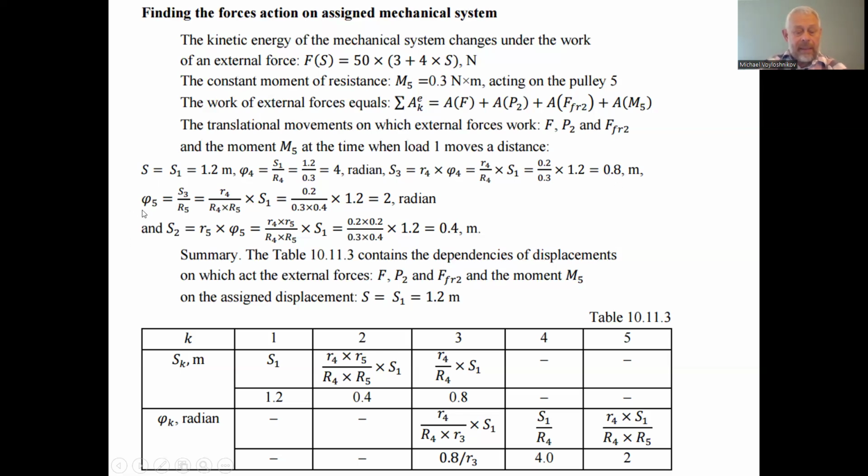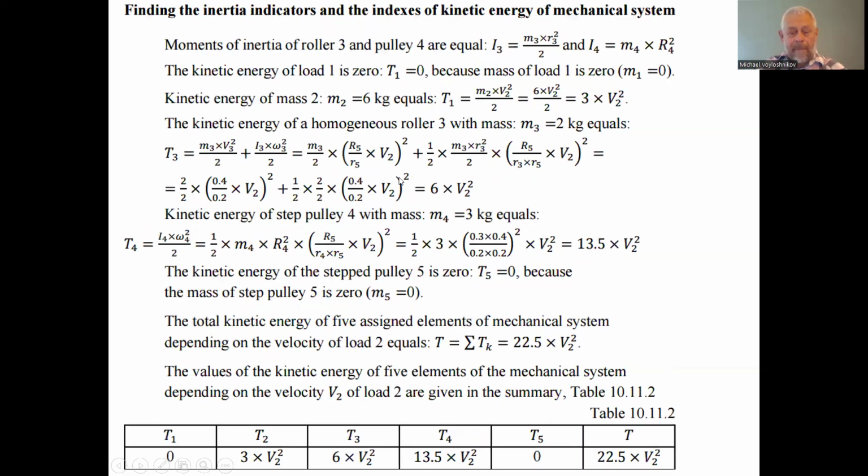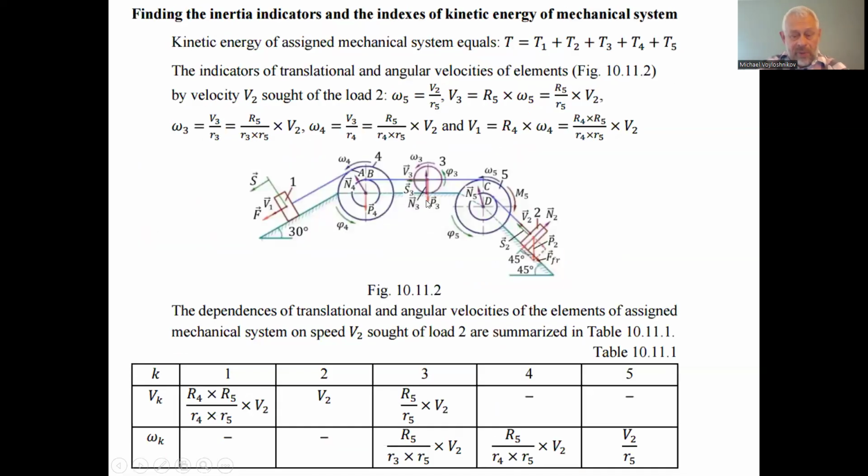Besides, the angular motion of the fifth pulley is equal to the motion of roller 3 as well. This roller does not cause any kind of external work. Why? Because it moves in the horizontal direction, on the horizontal surface. The external forces acting on this roller are directed upward, the normal force from the surface, and the weight force directed downward. So these two forces are perpendicular to the direction of the motion of this roller.